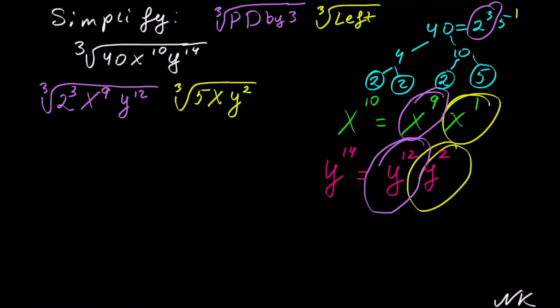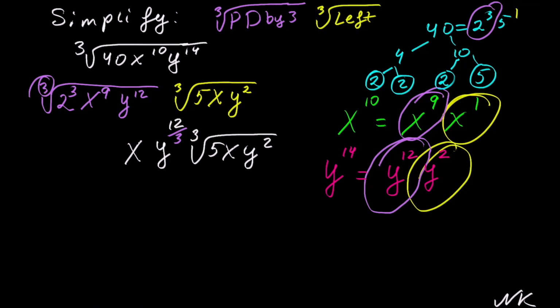To simplify this, we just need to rewrite this in terms of rational exponents or factor out the cube power. I prefer to just divide powers using rational exponents. So the leftover cube root of 5x y to the second will stay as is no matter what. Then we have, I'm going backwards, y to the 12 divided by 3, x to the 9 divided by 3, 2 to the 3 divided by 3. Once you have the exponents in terms of division of the exponent by a root, you have already taken the third root. You just need to simplify.